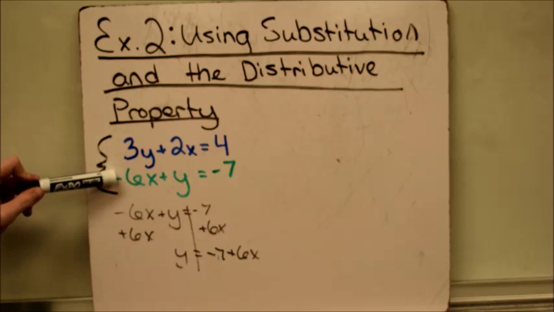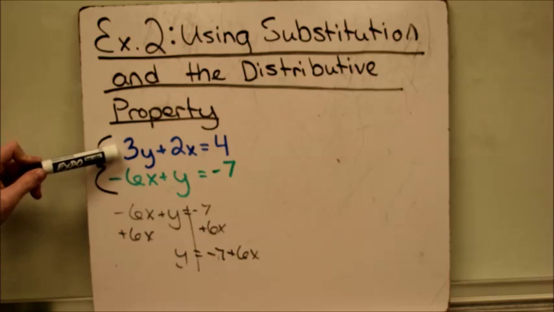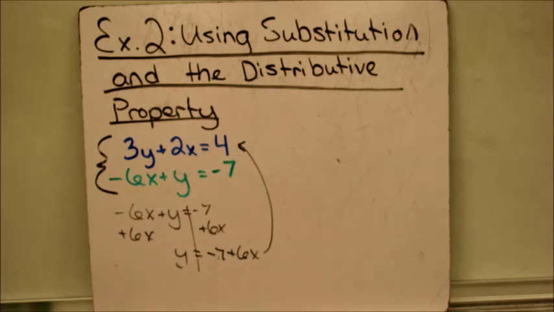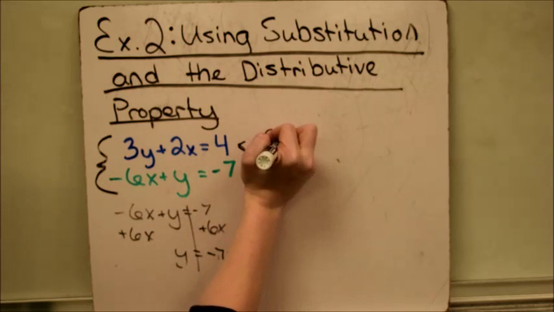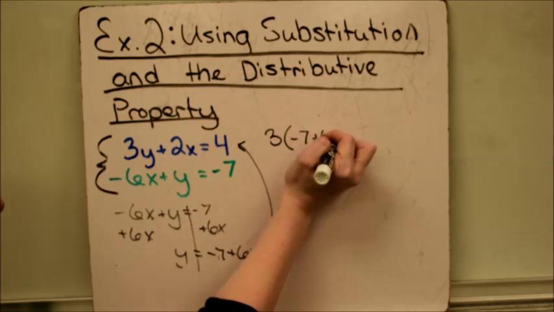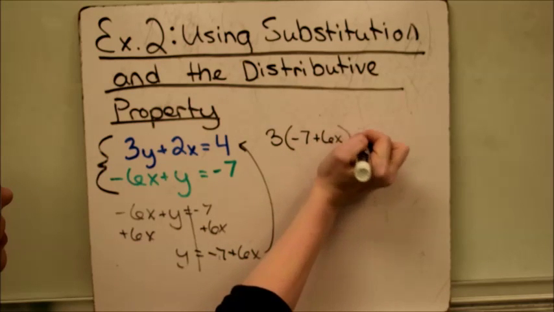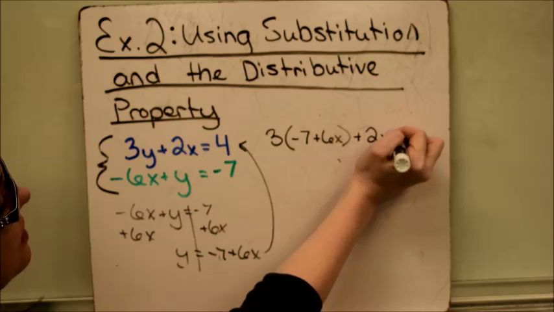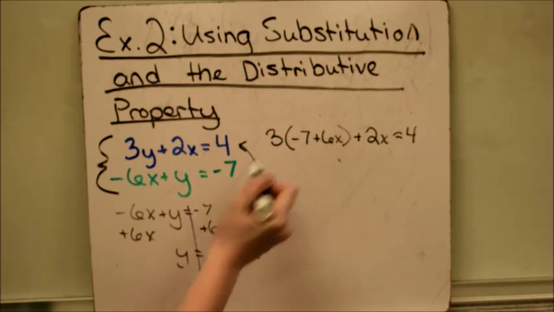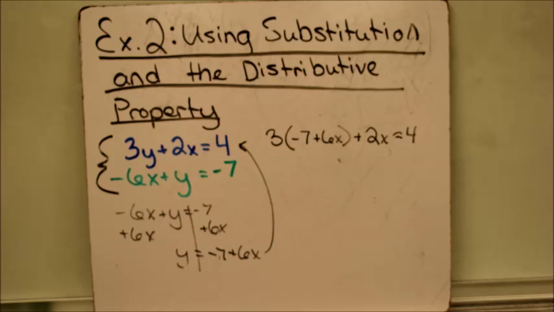So I used this first one to find my answer, so now I'm going to plug it into this second one. I'm going to take this answer and plug it in here for y, because it's y equals, right? Let's do that. 3 times negative 7 plus 6x plus 2x equals 4. Okay? You can see I just replaced this y term with this term, which I said was equal down here.